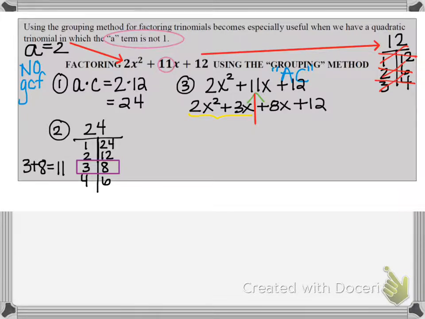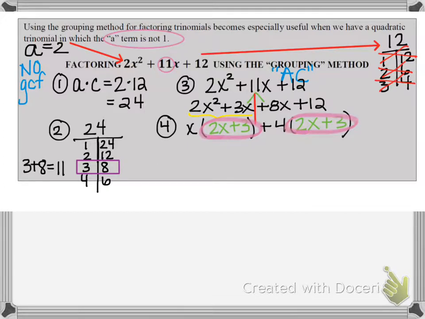So if I look at 2x squared plus 3x, the GCF is x. So I'm putting a 4 there because now this is step 4. I'm going to factor by grouping. So I take out an x and it leaves behind 2x plus 3. Now I look at the second part of my problem, the plus 8x plus 12, that also has a GCF, that has a GCF of 4, but when I factor out the 4, it also leaves behind 2x plus 3.